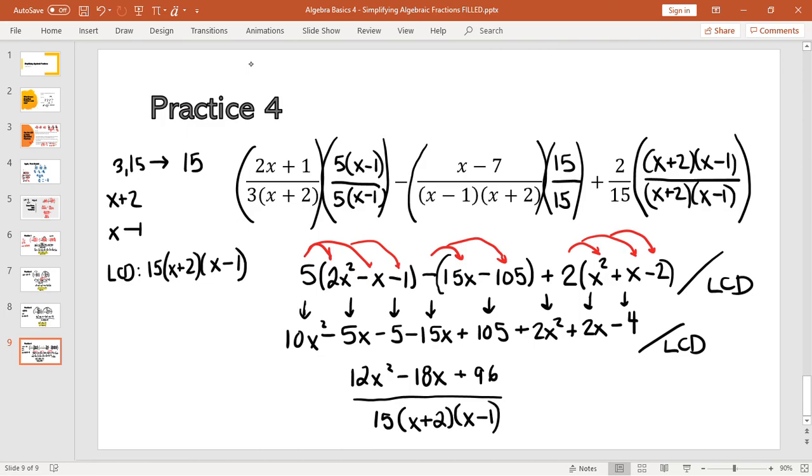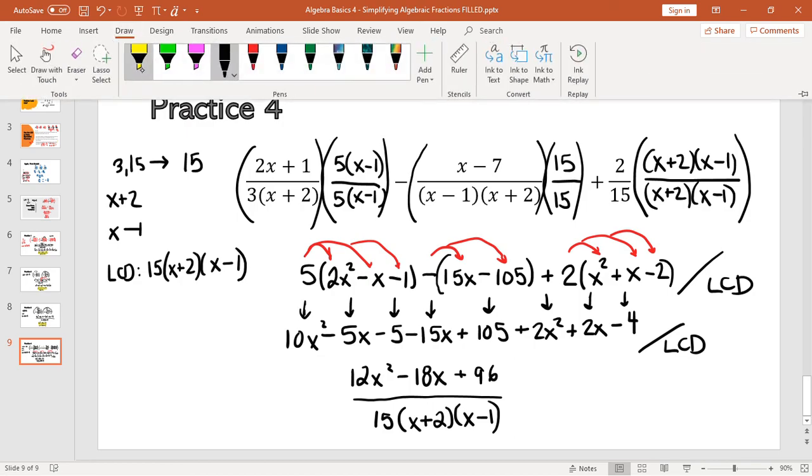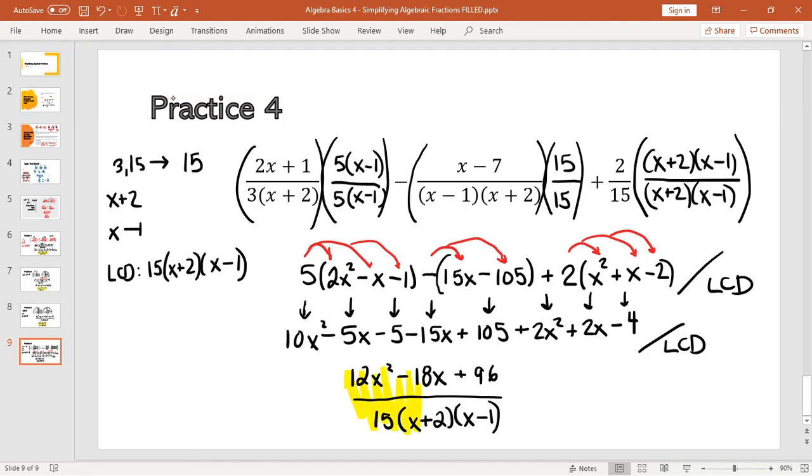x minus 1. And if this was a factoring unit, I would ask you to notice that 12, 18, and 96, as well as 15, are all divisible by 3, and you could factor out the 3 and then cancel that. But because we haven't discussed factoring, that is not required at this point in time. So our final answer can look like this, or it can be a little reduced. Full credit either way.